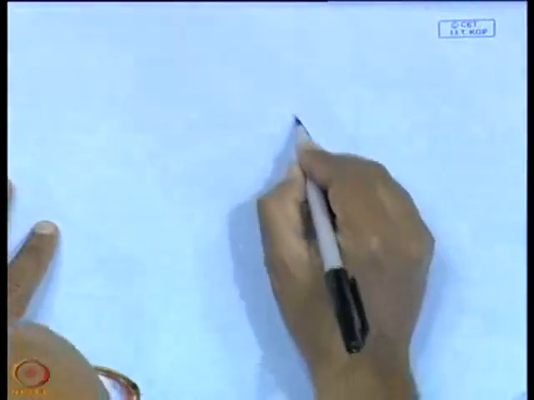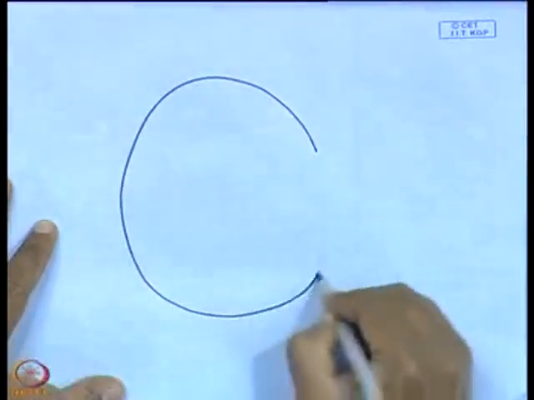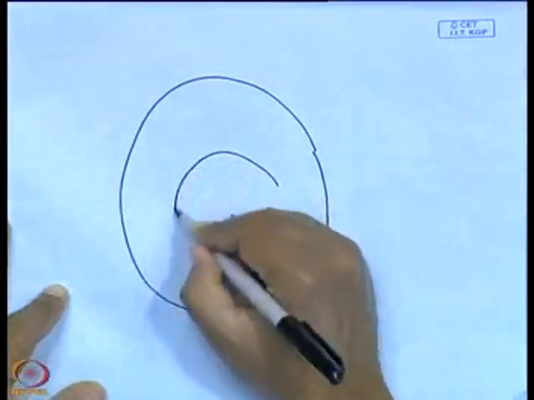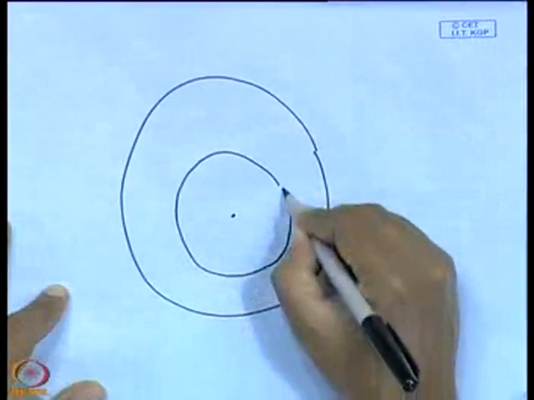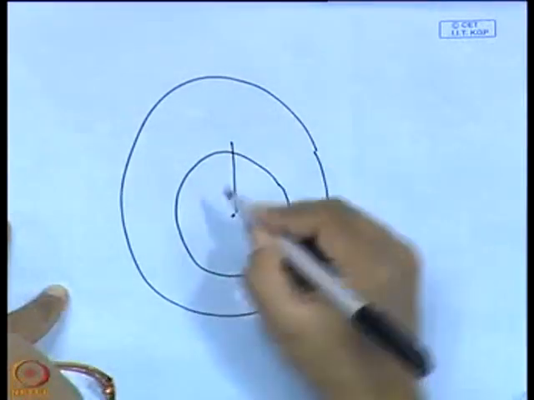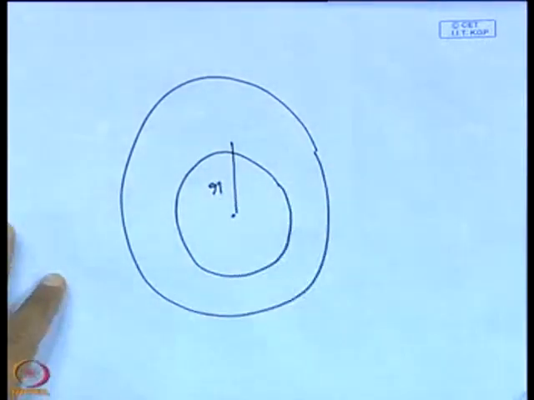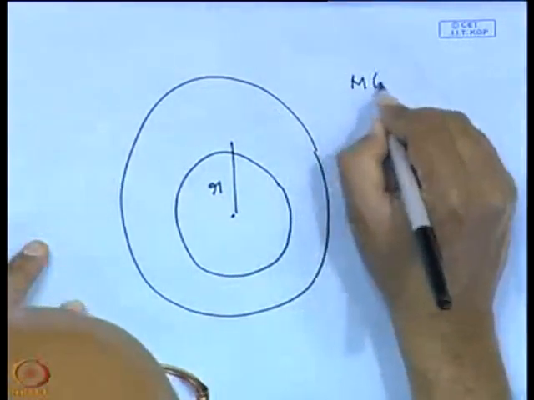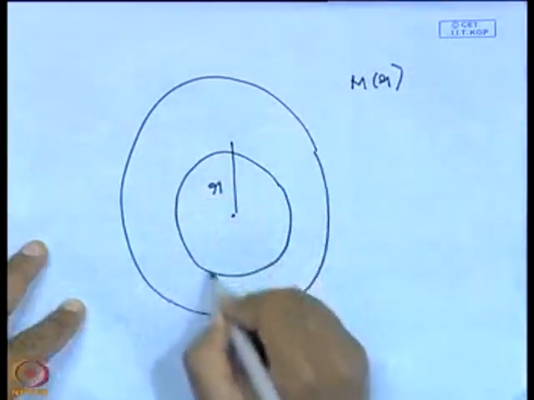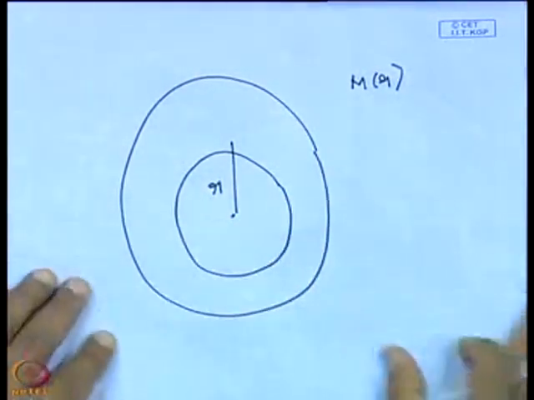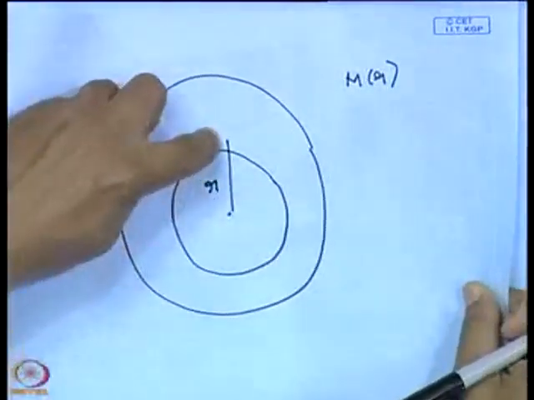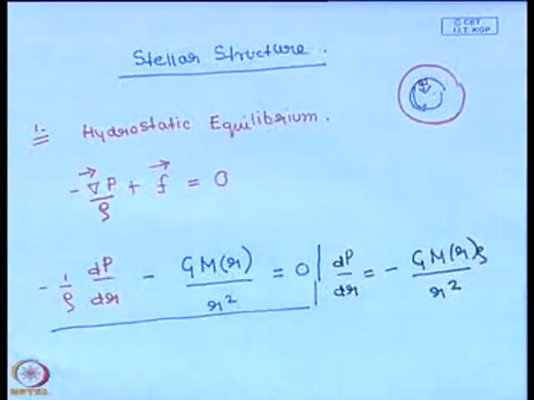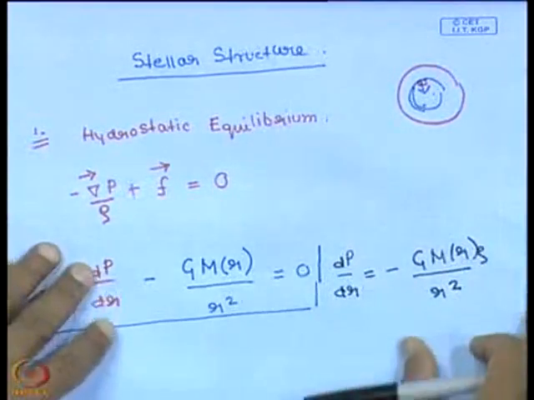repeatedly now. So, this is my star, and we are looking at a distance r from the center, and m(r) is the mass within this sphere. Okay. So, that is all that contributes to the gravitational acceleration over here, and this is the equation for hydrostatic equilibrium. Okay. So, that is the first equation.